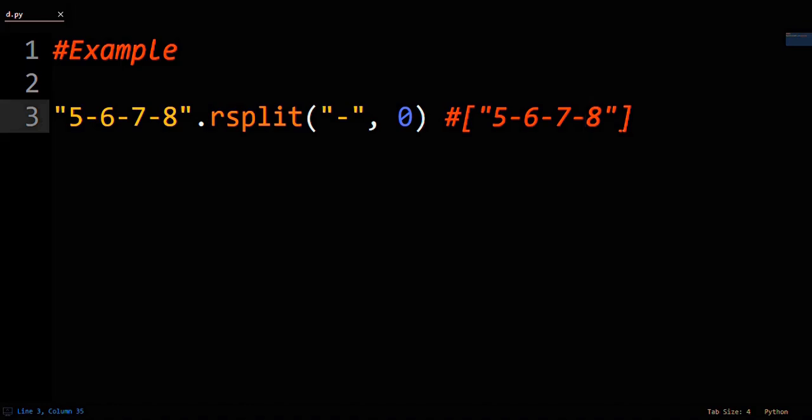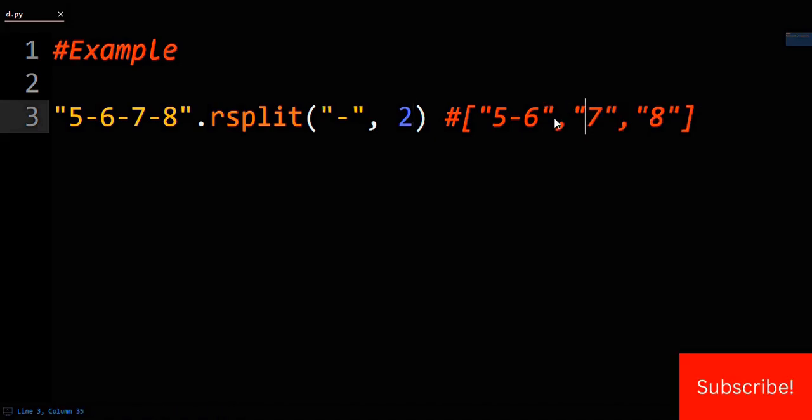splits. 1 split would only cut off the last bit, so it'll cut the 8 off and make its own element, while still maintaining the 5 through 7 separated by dashes as the first element. 2 splits would cut off the next to last element, so 7 and 8 would be on their own, and 5 and 6 would still be together.